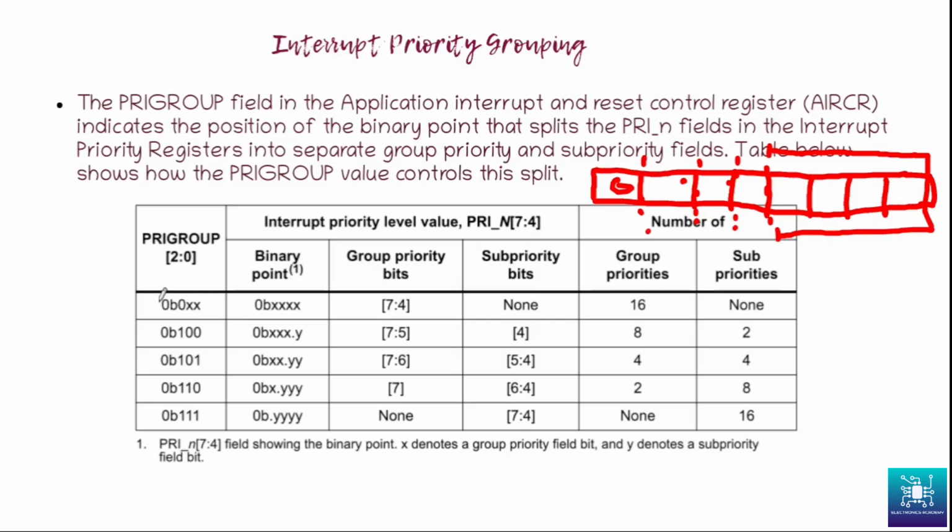In our case, for our use, we will use the group priority of 0xx, and we will use all the bits for our purpose. But this is possible. I mean, you can actually set different group priorities and sub priorities, so it depends on your use.